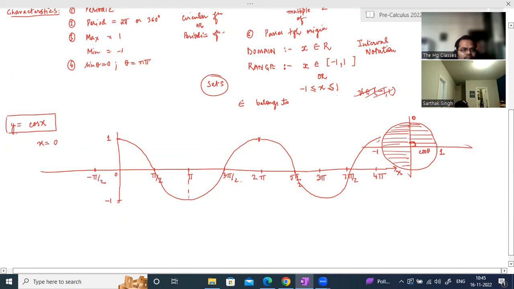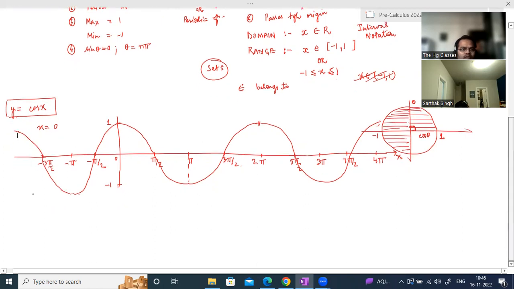Negative pi by 2, negative pi. After negative pi, it will be negative 3 pi by 2. It will be 0 again. And it will continue like this. So what is the domain and what is the range? Same as last time with sine. Same as the sine graph: x belongs to R is the domain, and y belongs to -1 to 1 is the range.